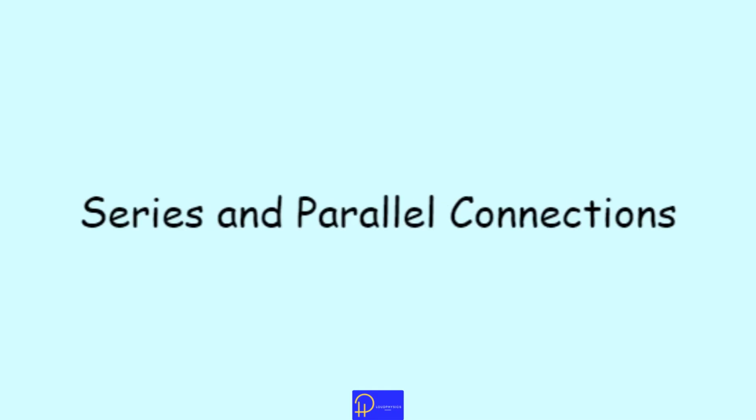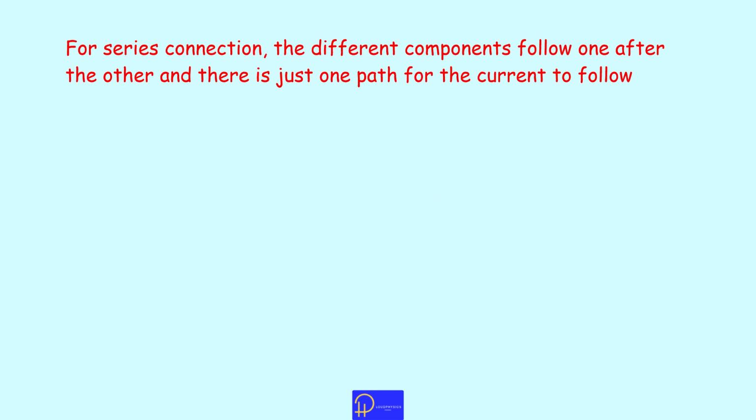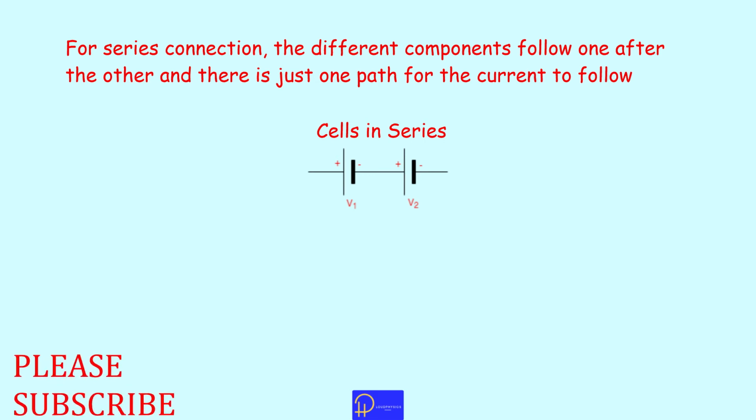So then how do we make our connections? The circuit components could be connected in series or in parallel. For series connection, the different components follow one after the other, and there is just one path for current to flow. Cells are connected in series when we have the negative terminal of one cell connected to the positive terminal of the other, and this is normally how a battery looks like.